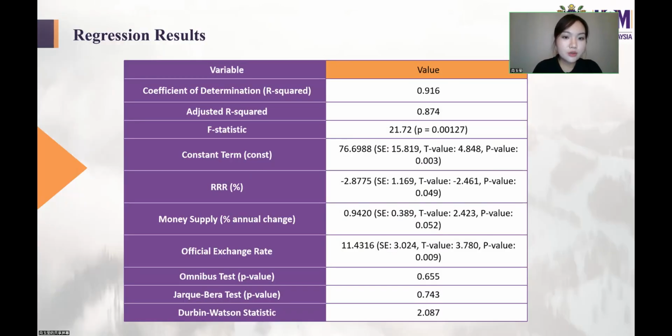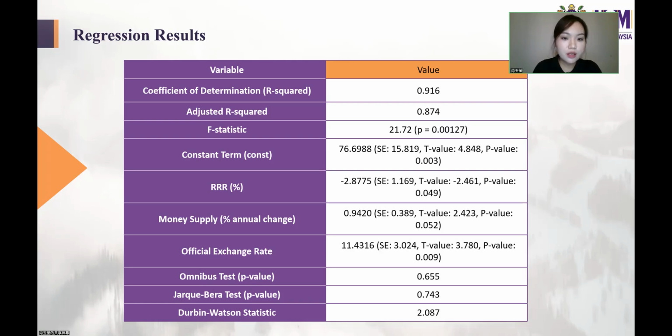Now, let's delve into the regression results. Model fit, the R-squared value was about 0.916. This means 91.6% of the change in CPI can be explained by the independent variables. RRR, a negative coefficient of about negative 2.88, showed that higher RRR effectively reduced inflation by reducing liquidity.